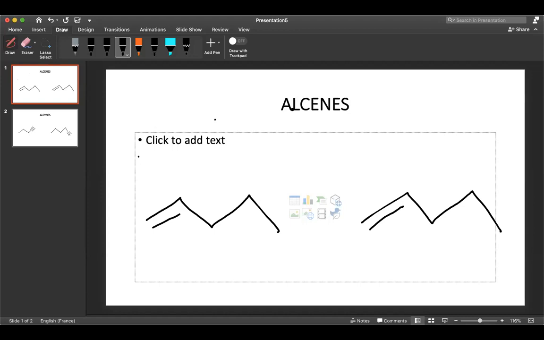Any answers? Is it tetrahedral? It's not tetrahedral. Please revisit your notes. It's trigonal. 120 degrees, trigonal. Tetrahedral is for sp3 hybridisation.